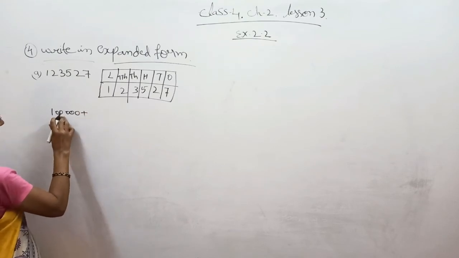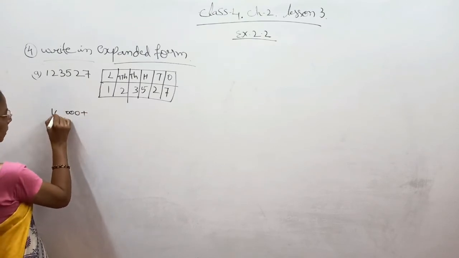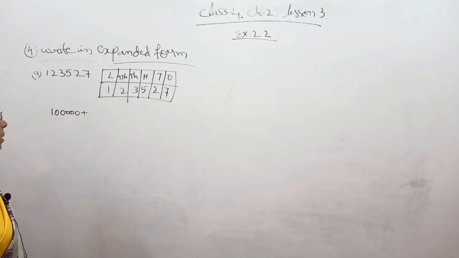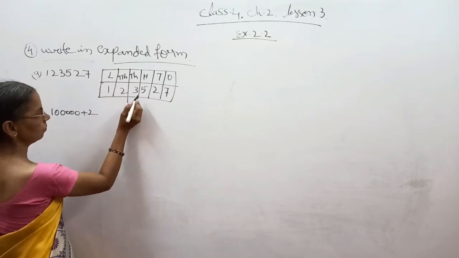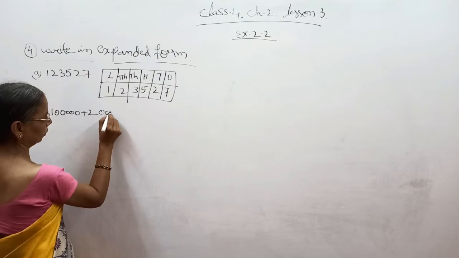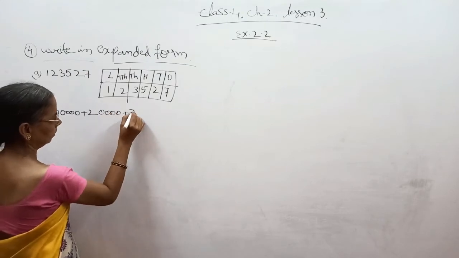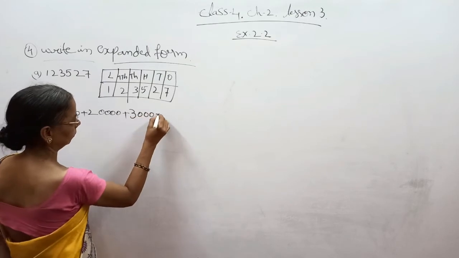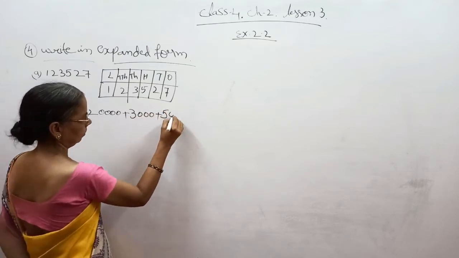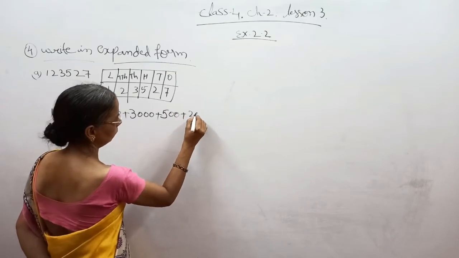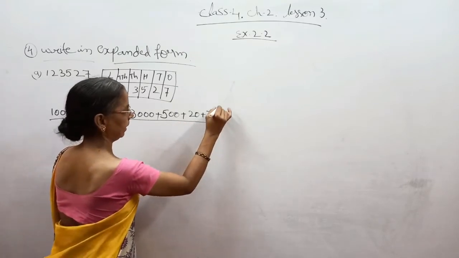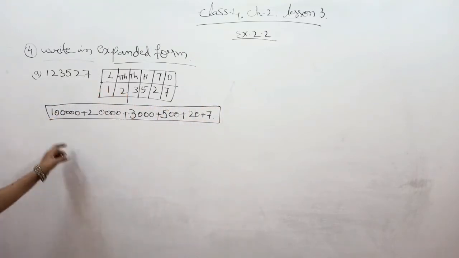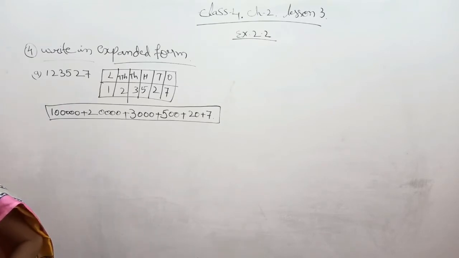It is not necessary to put a comma in this place. Now the second one is in the ten thousands place, so we put 2 and again put 4 zeros. Then 3, again we put 3 zeros. Then 5, again we put 00, then 20 plus 7. This is called expanded form. Like this you can write the remaining numbers.